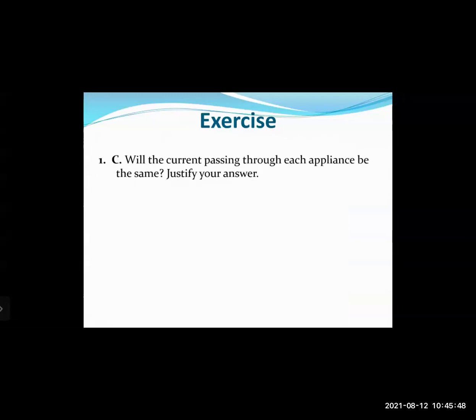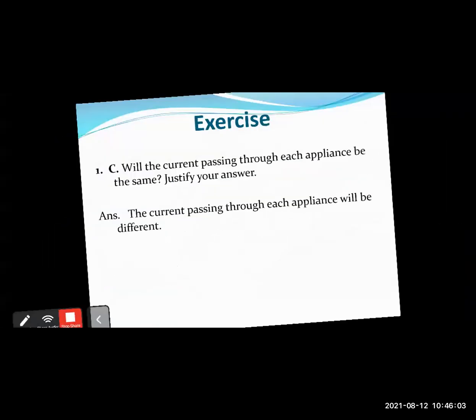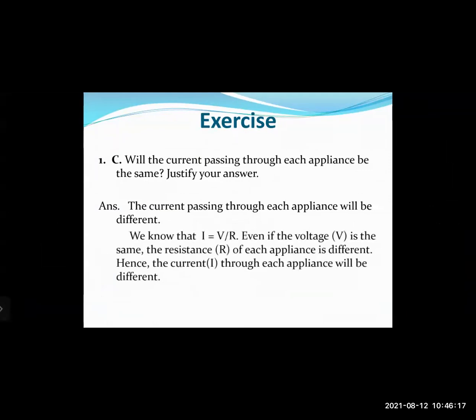Will the current passing through each appliance be the same? Justify your answer. Now, the current passing through each appliance will be different. As we have studied earlier, in a parallel combination, the voltage remains constant, but the current across all of the individual appliances will change, right? So the current passing through each appliance will be different. Now let us justify the answer. What is the justification?